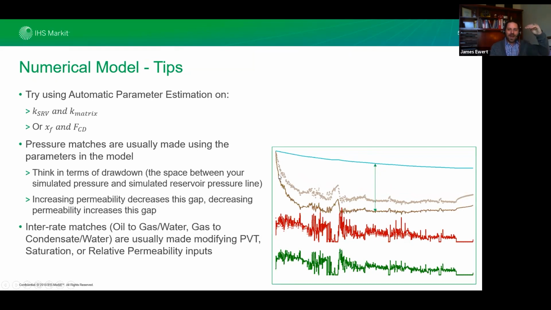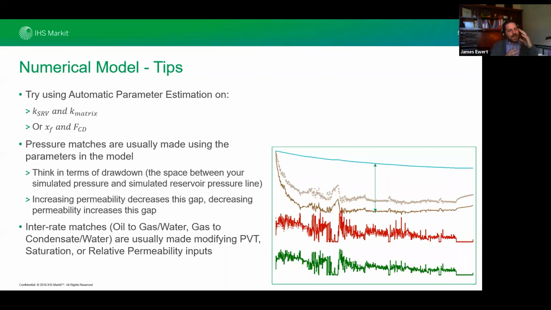Conversely, here you can see my pressure match is too low. This would tell me that I need to increase the productivity of my well. If I had a fracture half length, I need to increase my permeability. I need to make the skin better. And what it's going to do is bring that data right back up.